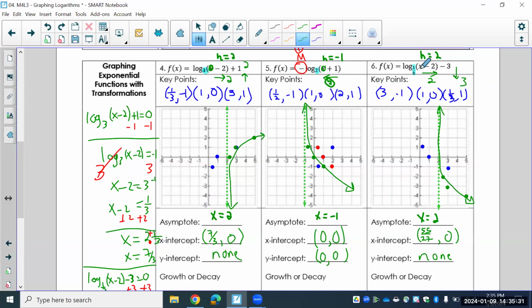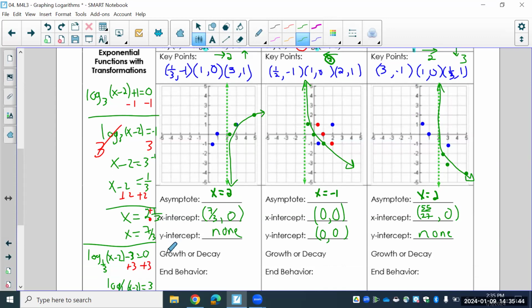Over here again, if I put 0 in right here, doesn't matter what the base is, can you take any log of 0, of a negative number? And that would be no. So that's why those are algebraically equal to none. All right, this one is growth. It's going up. It's called logarithmic growth as opposed to exponential. This is logarithmic decay, and this is logarithmic decay.